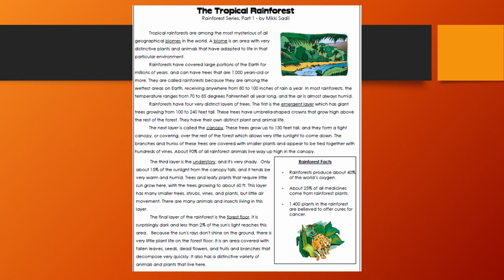The final layer of the rainforest is the forest floor. It is surprisingly dark, and less than 2% of the sun's light reaches this area. Because the sun's rays don't shine on the ground, there is very little plant life on the forest floor. It's an area covered with fallen leaves, seeds, dead flowers, and fruits and branches that decompose very quickly. It also has a distinctive variety of animals and plants that live there.